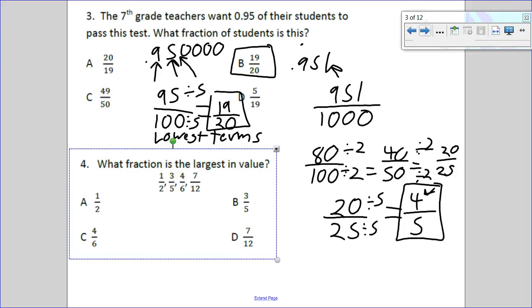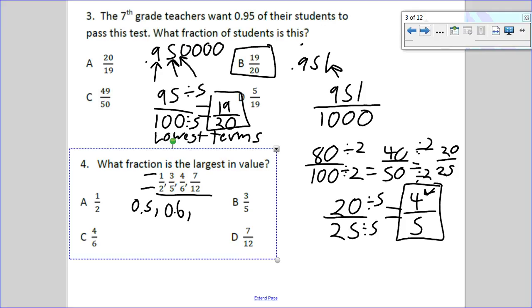Okay, so on to number 4. What fraction is the largest value? Again, we could find common denominators for all these, or we could just change all of them to decimals, by dividing the top number by the bottom number. So we would take 1 divided by 2. That would give us 0.5. We can take the second one, 3 divided by 5, gives us 0.6, or 6/10.